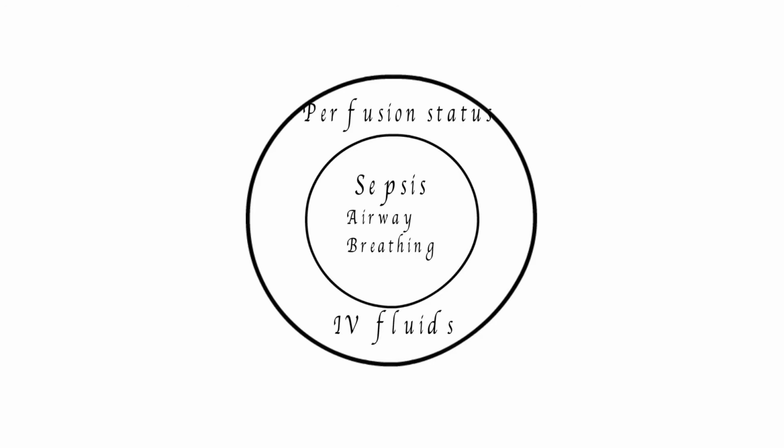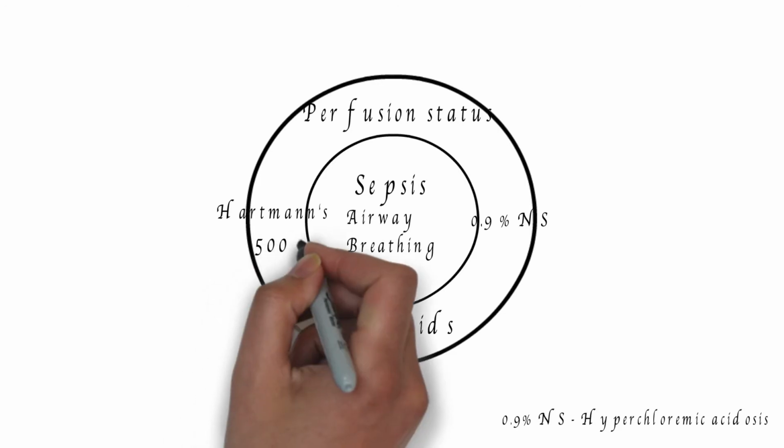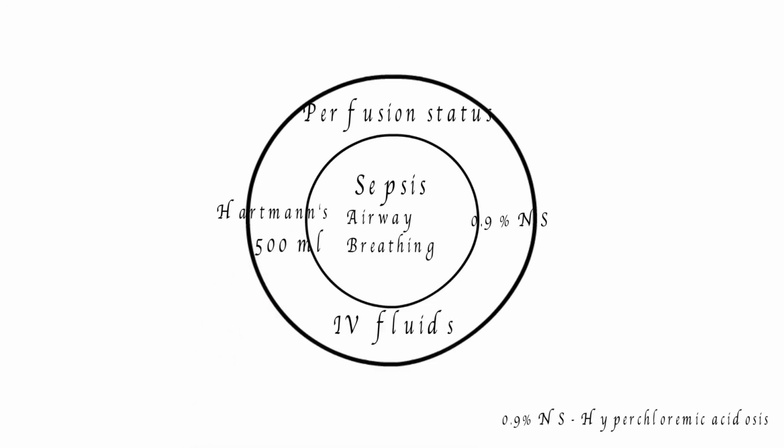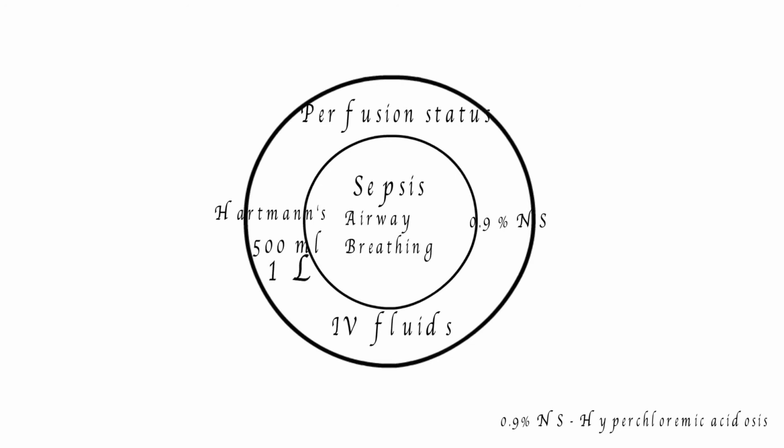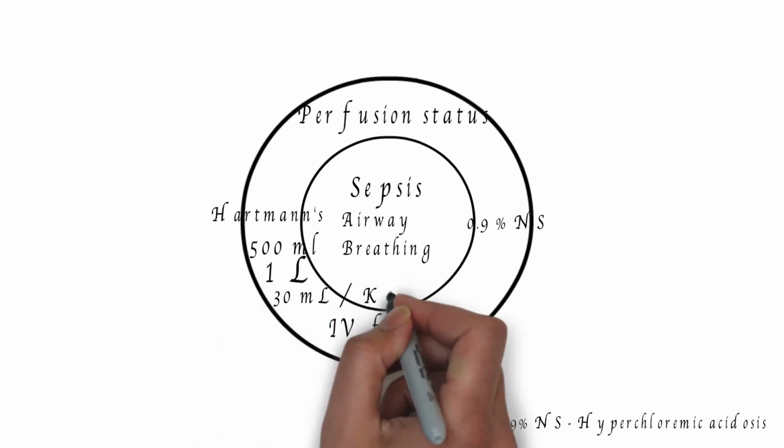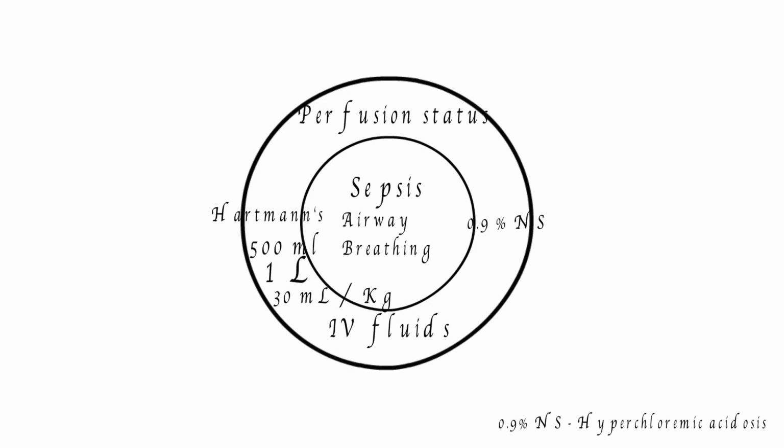Which IV fluids are better? Patient should get either Hartmann solution, which is Ringer's lactate, or IV 0.9% normal saline. Normal saline may cause or worsen hyperchloremic acidosis, so if this is a concern, then use Hartmann's solution. How much fluids should be given? Start with 500 ml or 1 liter boluses. At least 30 ml per kg of fluids should be given in first 3 hours from the time of triage of patient in the ED.